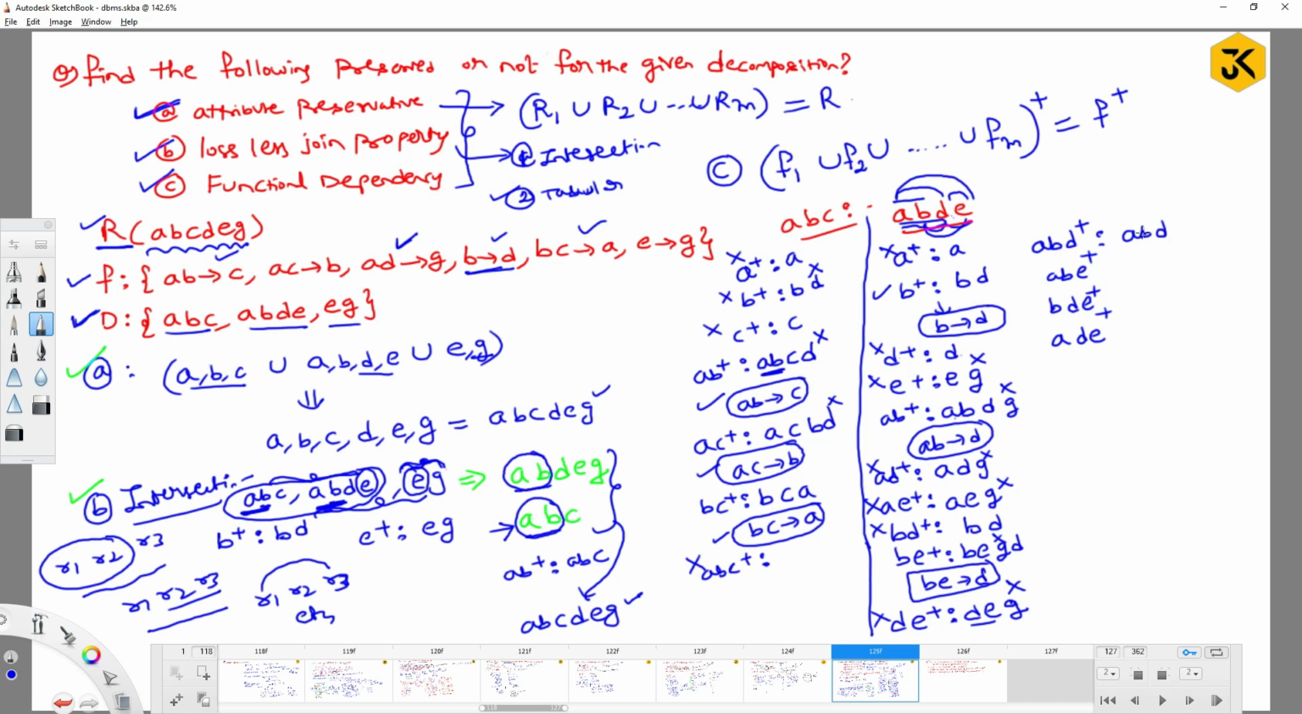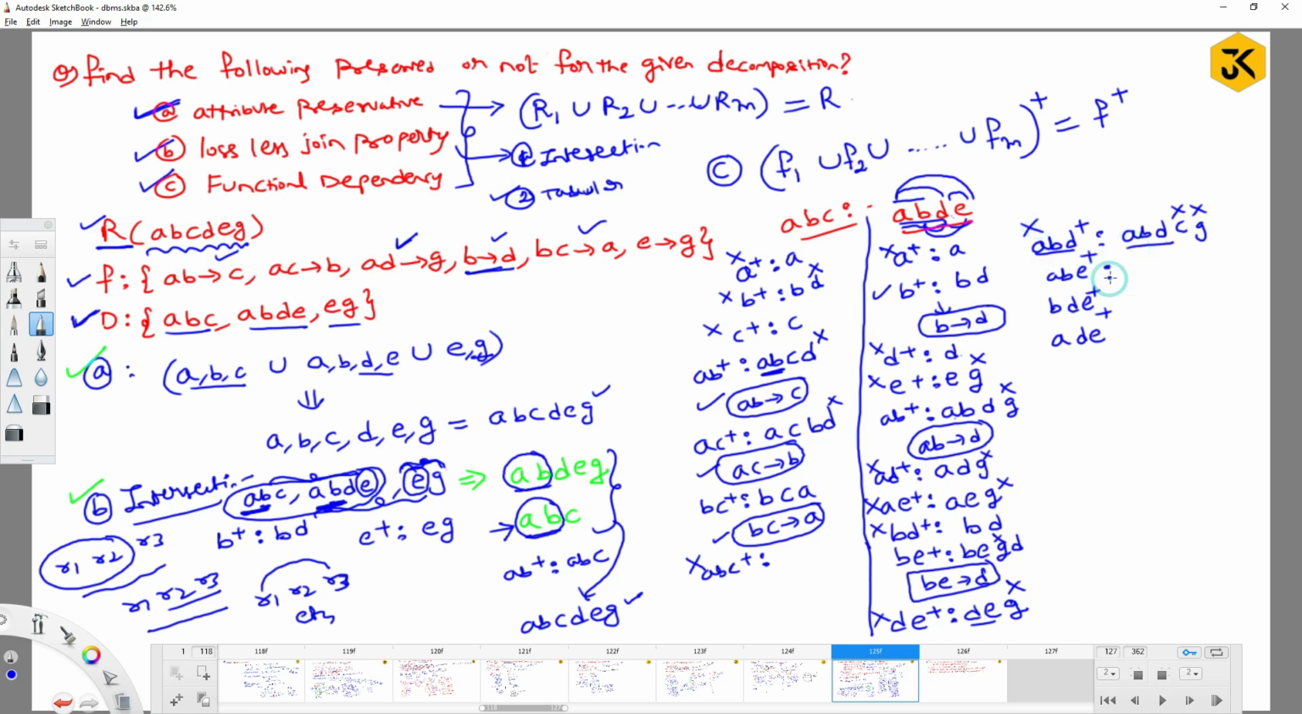From A, B you can get C, which is not in the relation. From AD you can get G, which is not in the relation. If you have AC, you will get B; AD you are going to get G; from B you are going to get D, it is there; BC you are going to get A, it is there; E determines G, right? E is not there. So from ABD you are going to get only the trivial, which is not going to be an FD.